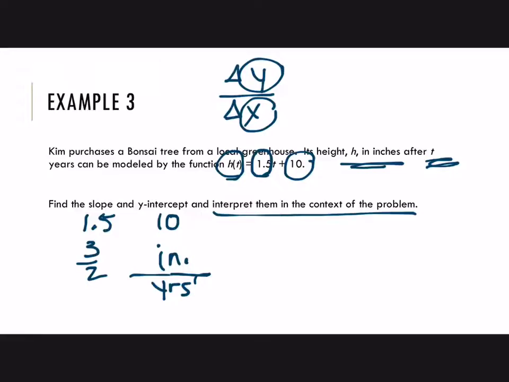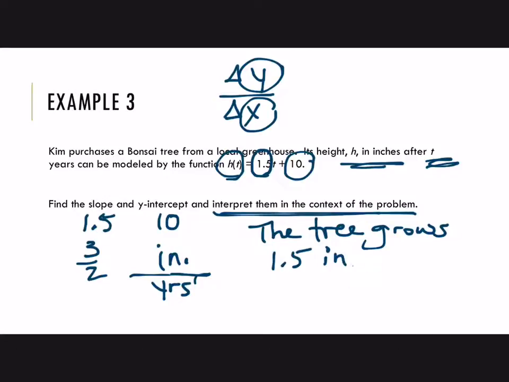So basically, the slope is telling us how quickly this tree grows, and I could even write a sentence to answer this question. So I could write the tree grows 1.5 inches per year. And that's the information that we have from the slope. Now you could have also said that the tree grows 3 inches per 2 years, if you like to think of this as 3/2.